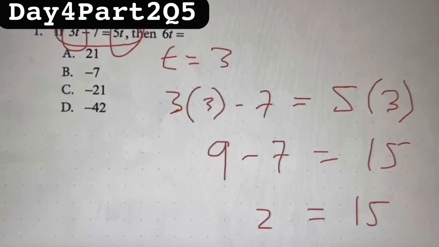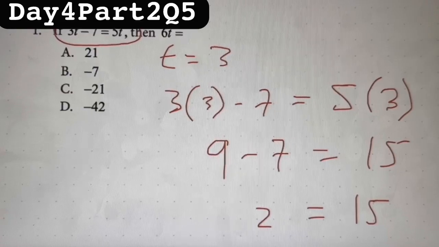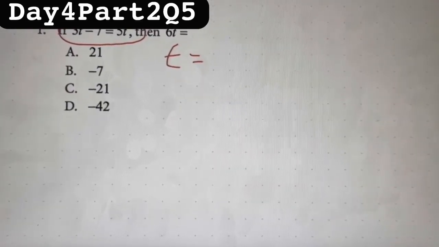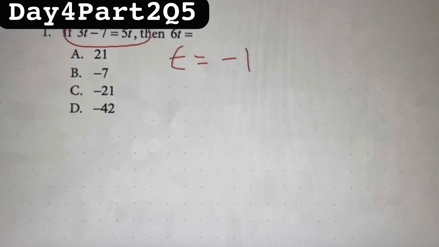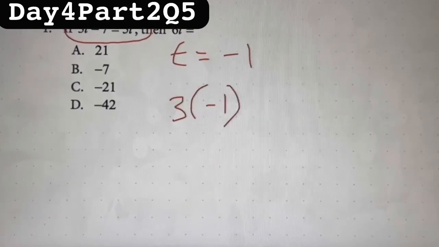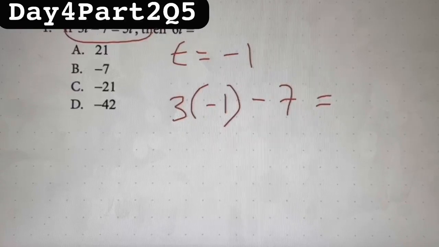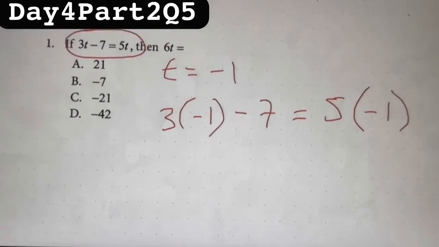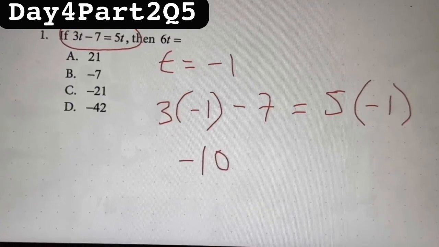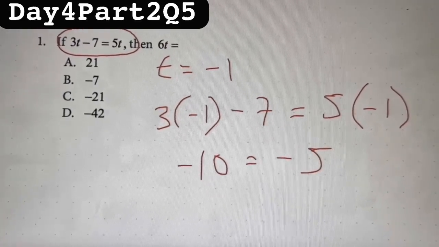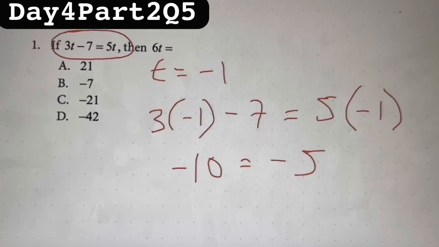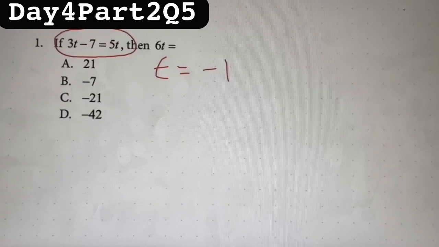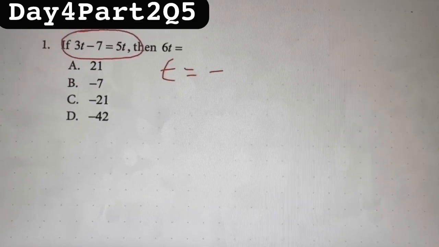I'm going to plug in a negative 1 for t. Let's see what happens. So t is going to be negative 1 now, and I get 3 times negative 1 minus 7 equals 5 times negative 1. And I get negative 10 equals negative 5. Those are a little bit closer than what we've been dealing with previously. It's a good sign. Let's make t negative 2 and see what happens.